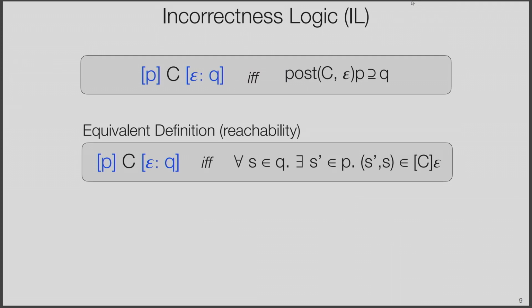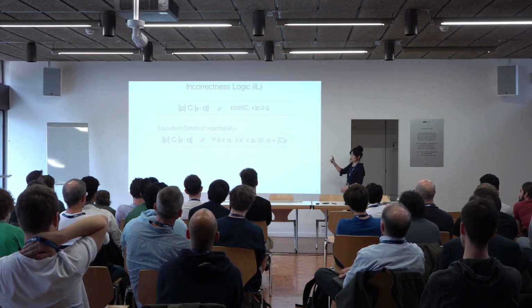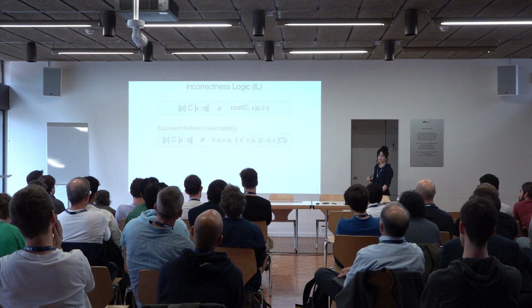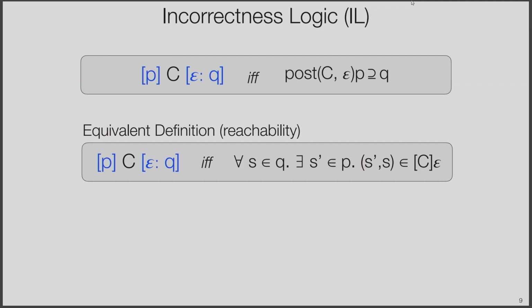The second thing I want to show you is an alternative but equivalent representation of these incorrectness triples in terms of reachability. So rather than this subset inclusion that you saw up there, we want to say, so you can think of it as what I said in English before, but written fancily in maths here, that every post state in Q is reachable from some pre-state S prime in P if you execute C over it.